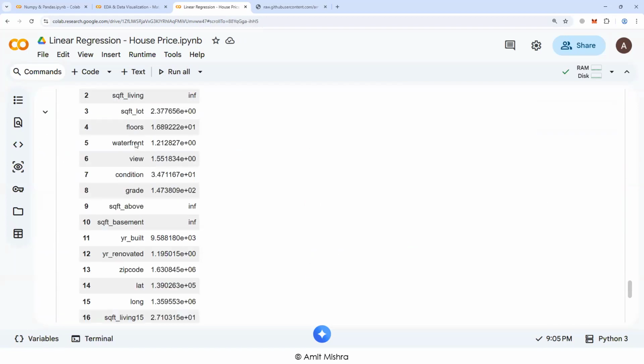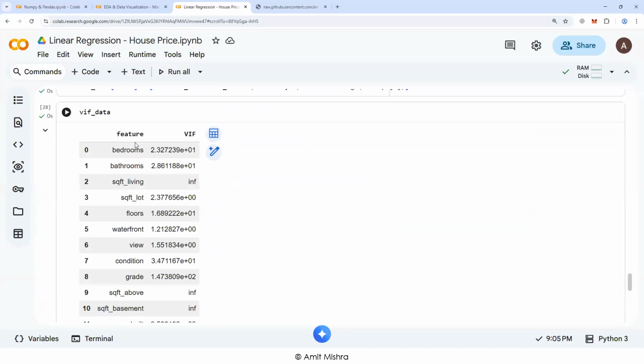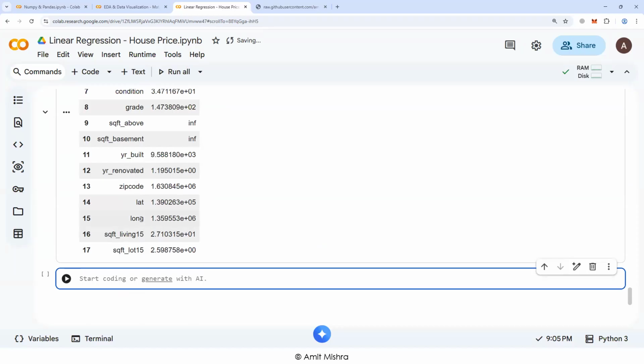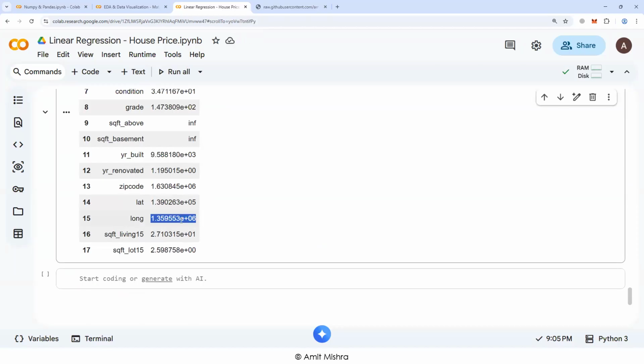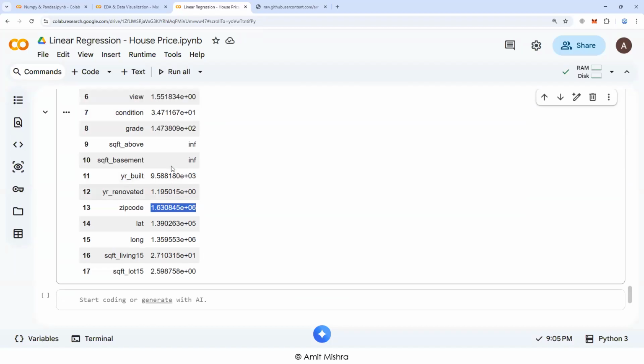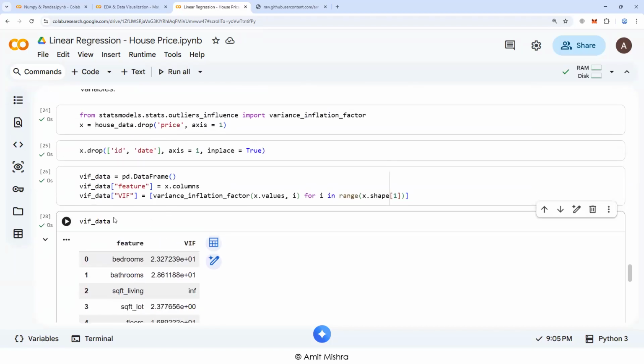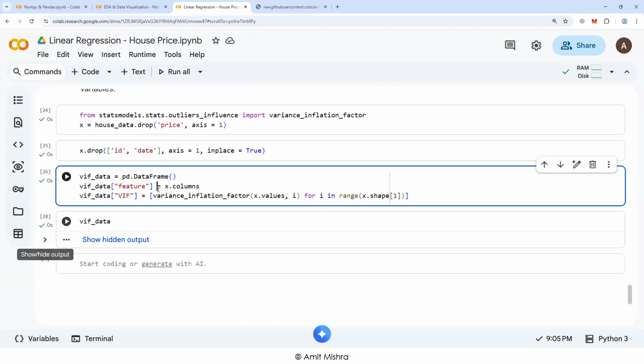Now we have got a feature here with respect to the VIF value. We need to check that a few VIFs are going towards infinite values, that is, too large. Even if we forget about that, you see that longitude is 10 to the power 6, latitude is 10 to the power 5, and zip code is 10 to the power 6. Those are really high numbers, so there is plenty of multicollinearity. These features are not independent from each other, okay?